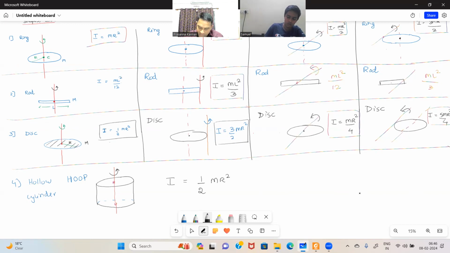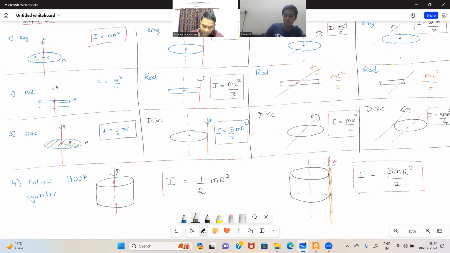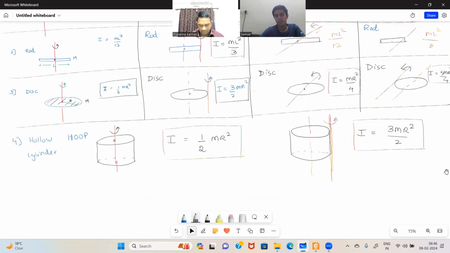Now here you can only have one variation, which is usually a question in your CET or your CBSE. This was the original axis, right? Now this is rotating about the tangential axis. So to get this, what do you do? I have told you a trick, right? Add another mr square to it. So what do you get? 3 mr square by 2. That's all. So usually these are the two variations which are asked.